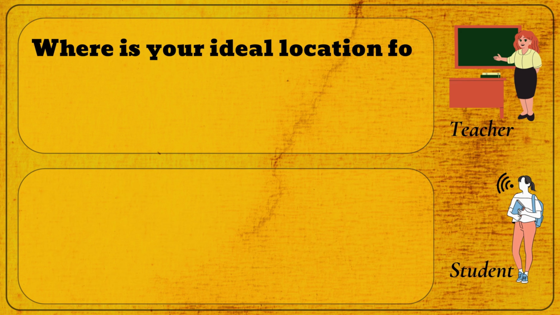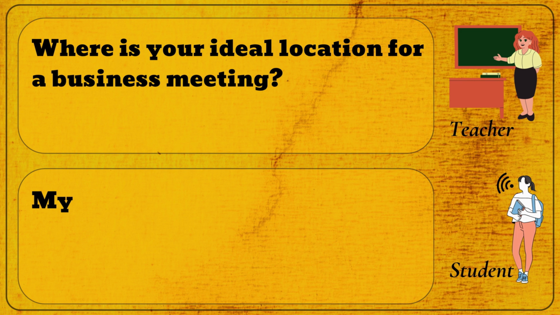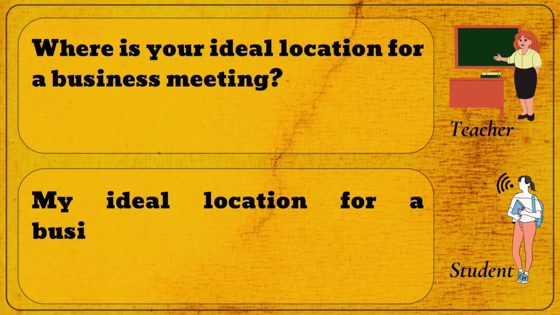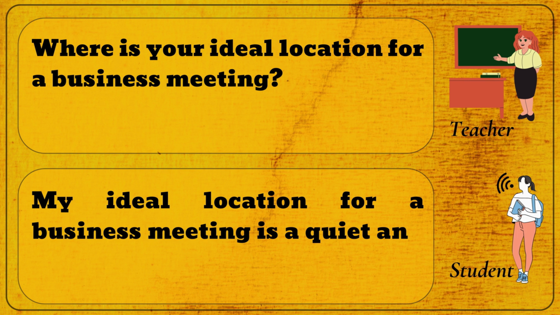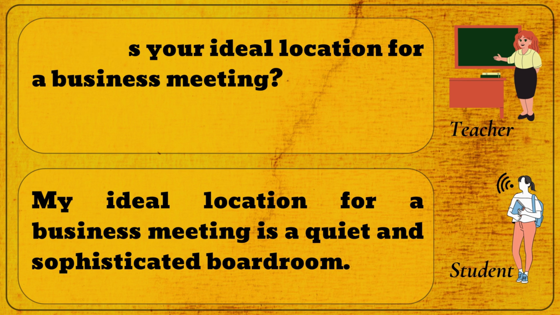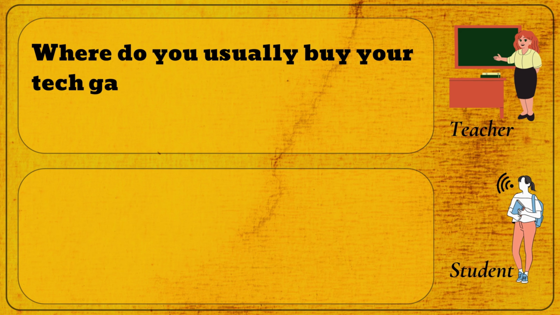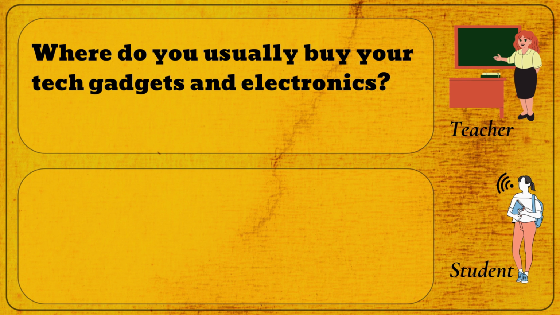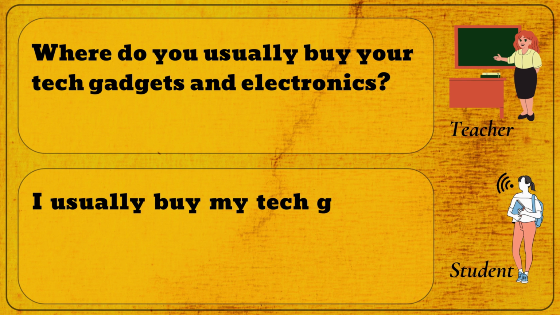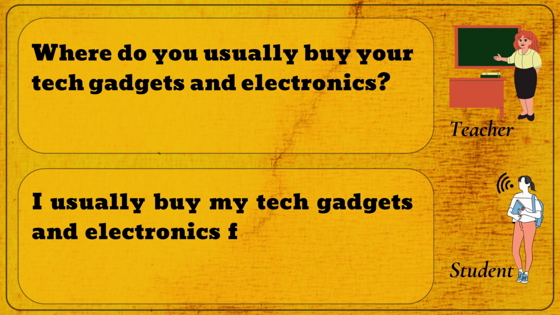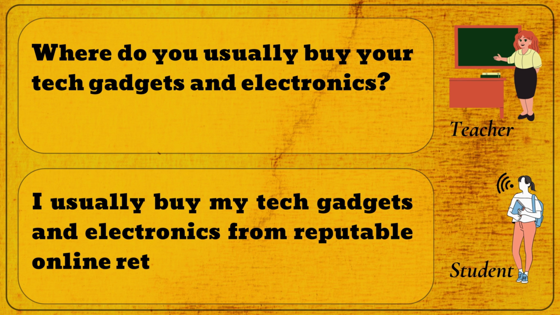Where is your ideal location for a business meeting? My ideal location for a business meeting is a quiet and sophisticated boardroom. Where do you usually buy your tech gadgets and electronics? I usually buy my tech gadgets and electronics from reputable online retailers.